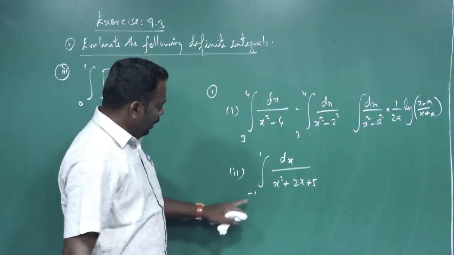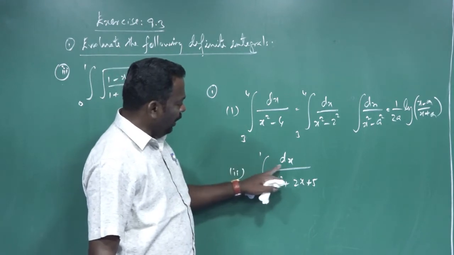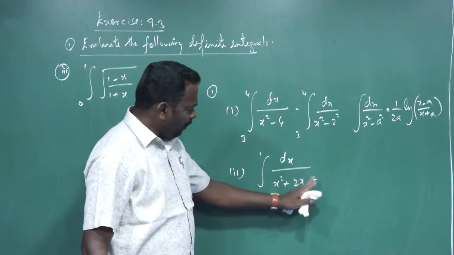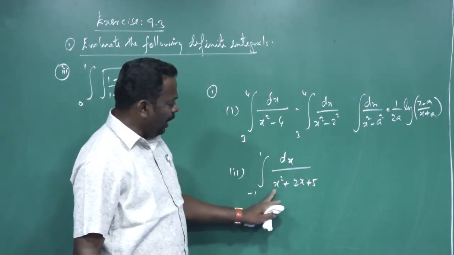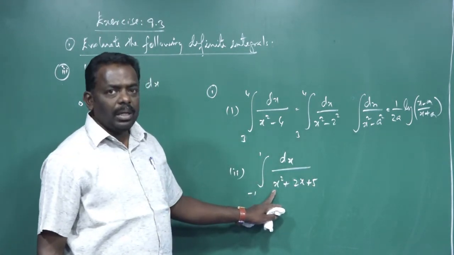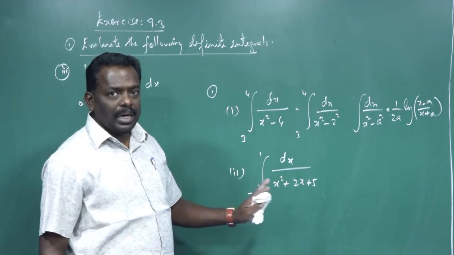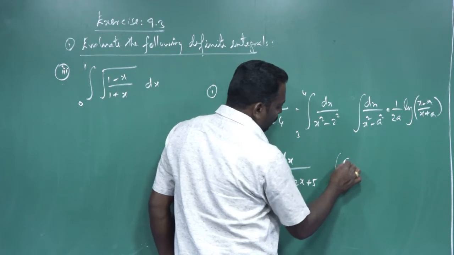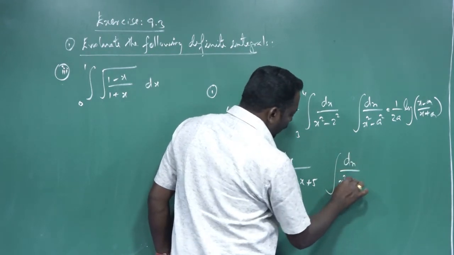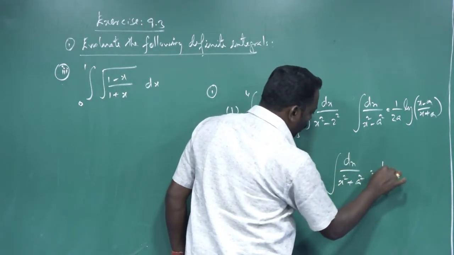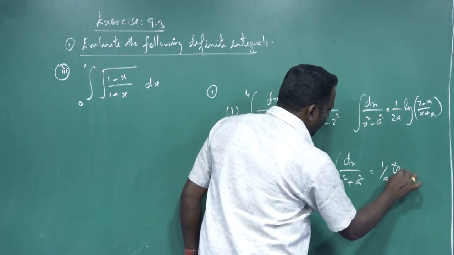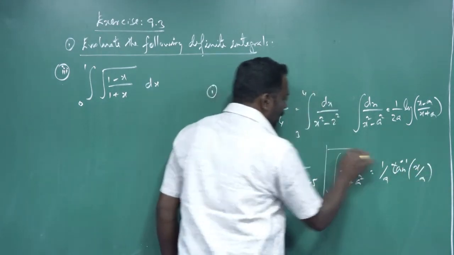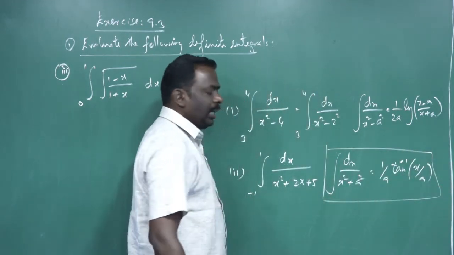Second one: the integral from minus 1 to plus 1 of dx by x square plus 2x plus 5. First of all we have to convert the denominator, applying the completing square method to find the standard form. After that we apply the integral formula of dx by x square plus a square, that is equal to 1 by a into tan inverse of x by a. Apply this integral formula to simplify the integration.